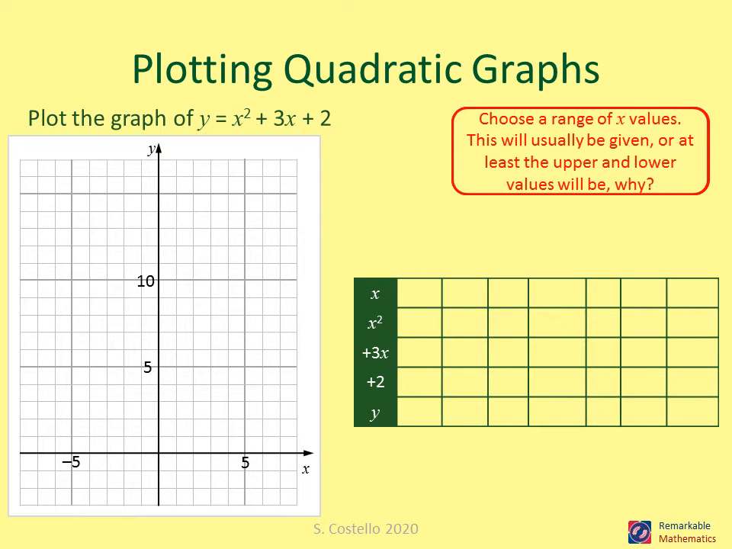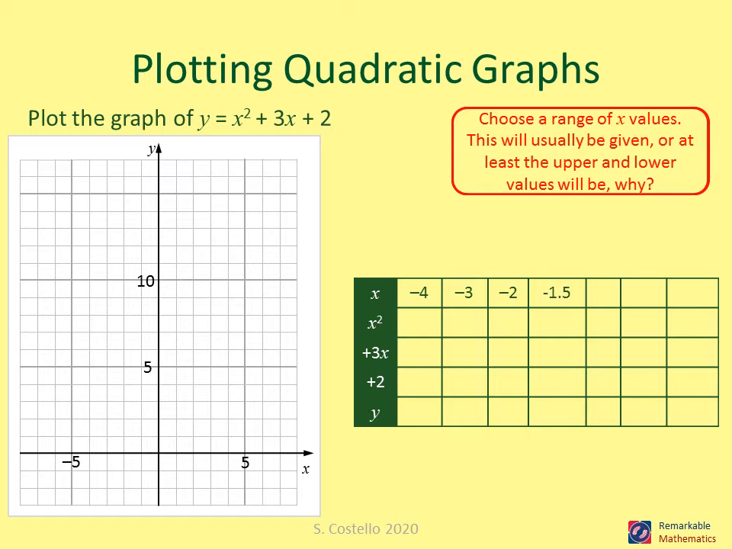So we choose a range of x values. This will usually be given, or at least the upper and lower values will be. Why do you think in a question you're going to be given the x values, or at least the upper and lower ones? Well, from the last exercise you should have noticed that the y values go up exponentially. If you were free to choose them, if you went from 0, 5, 10, 20, 30, very quickly you'd have a massive graph. So by being given the range of the x values, we're controlling the section of the graph that you draw.